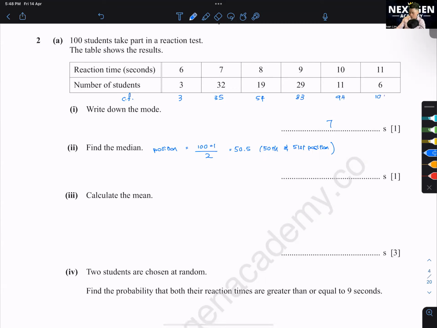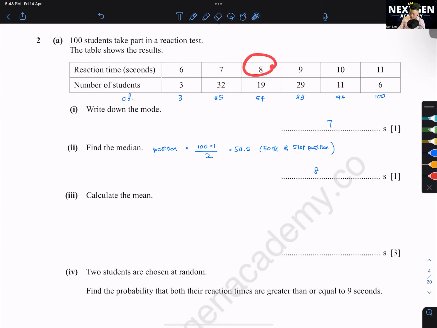We actually just want to find where exactly is the 50th and 51st position. Okay, so what this means is that from the 1st to 3rd position, these are the values, the final value of the position. So 1st to 3rd position is 6. 4th to 35th position is 7. 36th to 54th position will be 8. Okay, so we will just take this value of 8. Okay, no, not 19, 8.